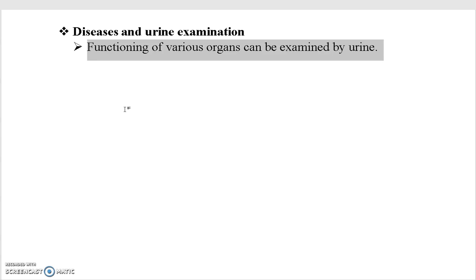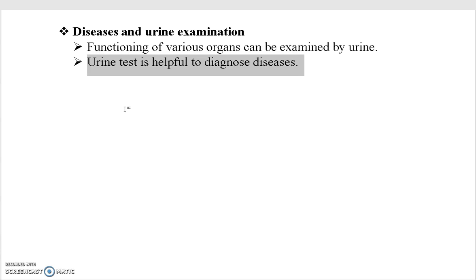Basically, the functions of our various organs can be examined by urine. So just by urine examination, doctors can understand the functioning of various organs. So this is the first reason. Now, these different types of urine test are very helpful to diagnose disease. To diagnose means to find out. All right.